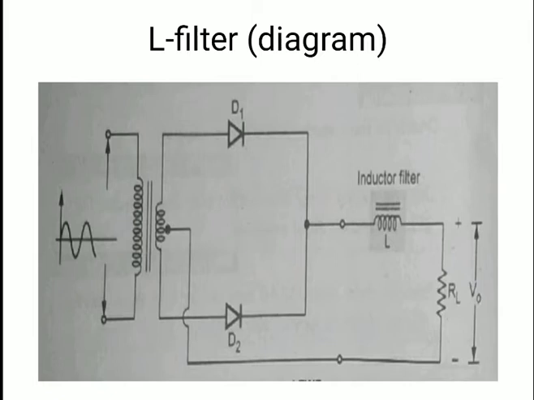Now what is the property of the inductor? It always opposes the change in the current. So whenever the current starts decreasing, the inductor will increase the current, and whenever the current starts increasing, it will decrease the current. Basically, just like a capacitor, it also stores charge, but in the form of current.